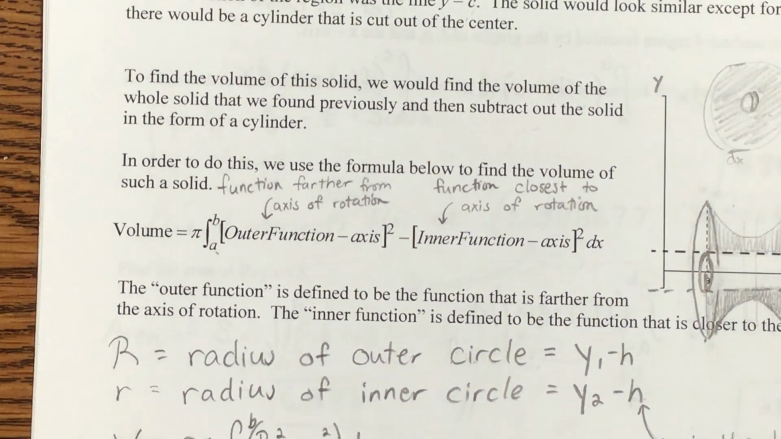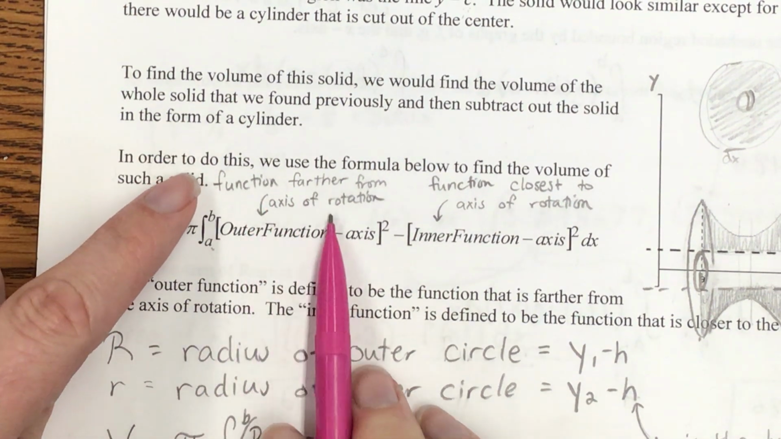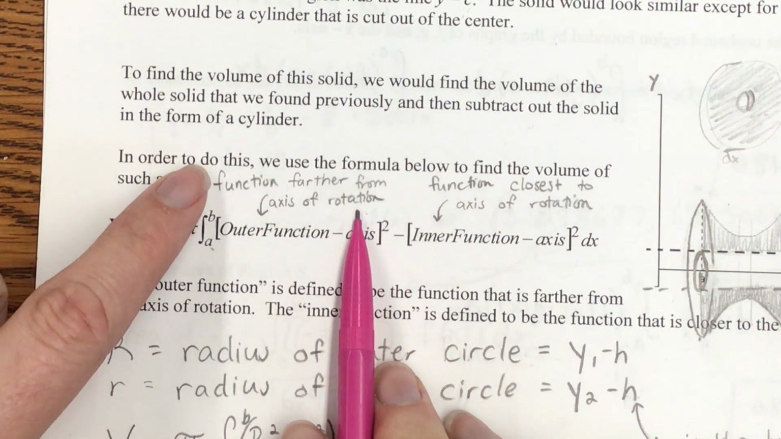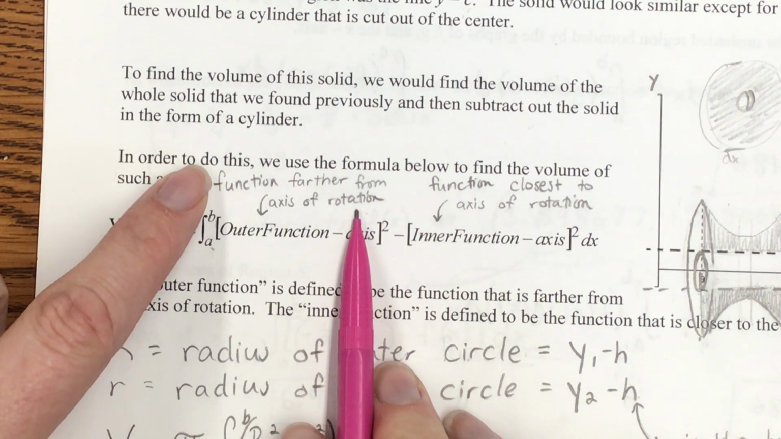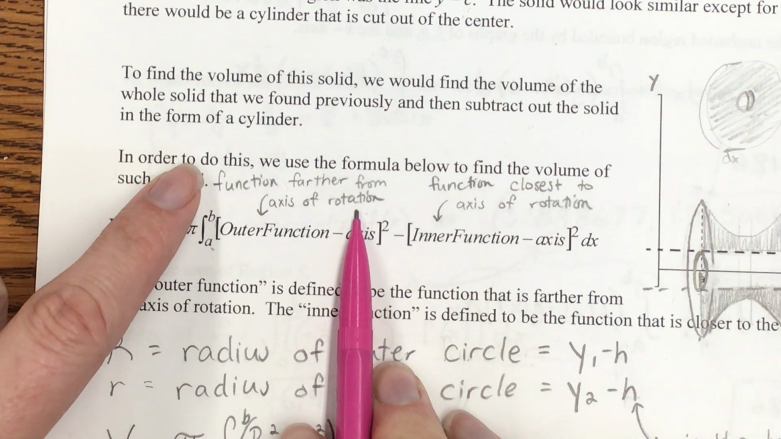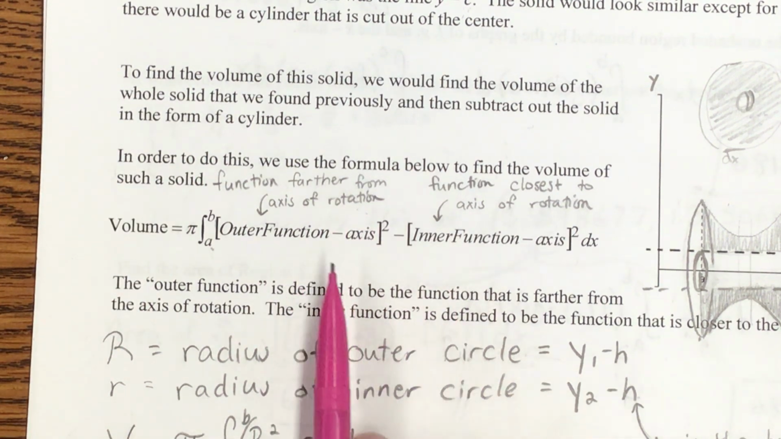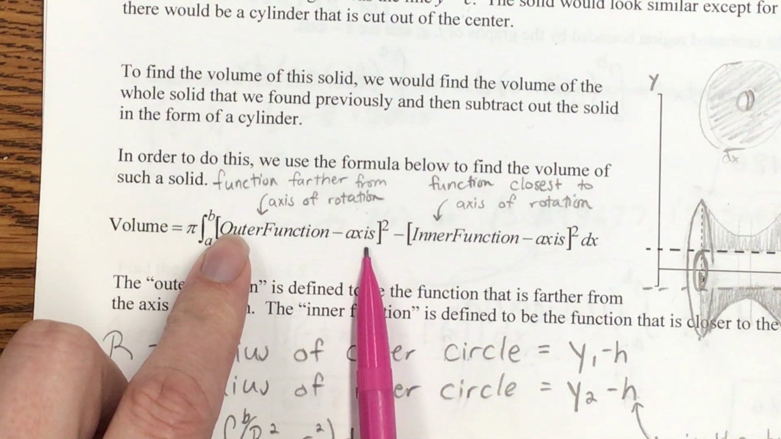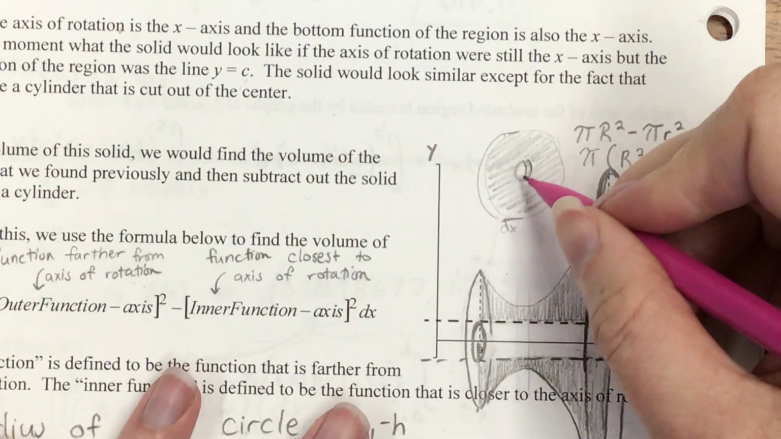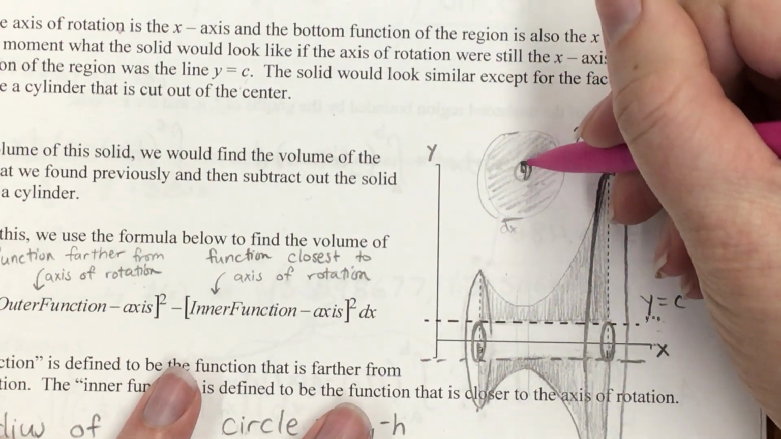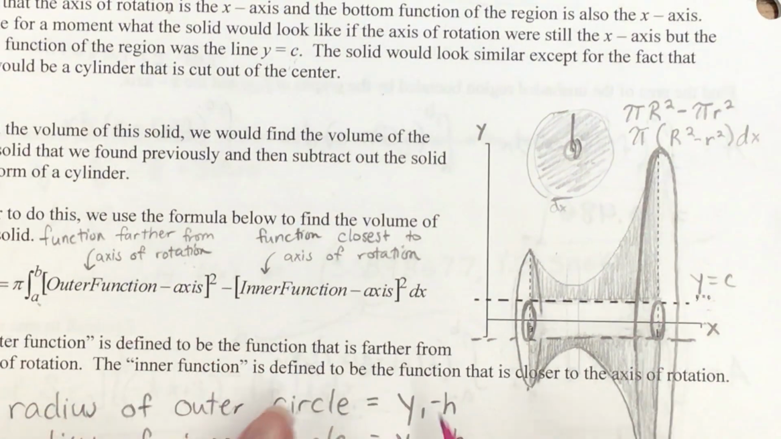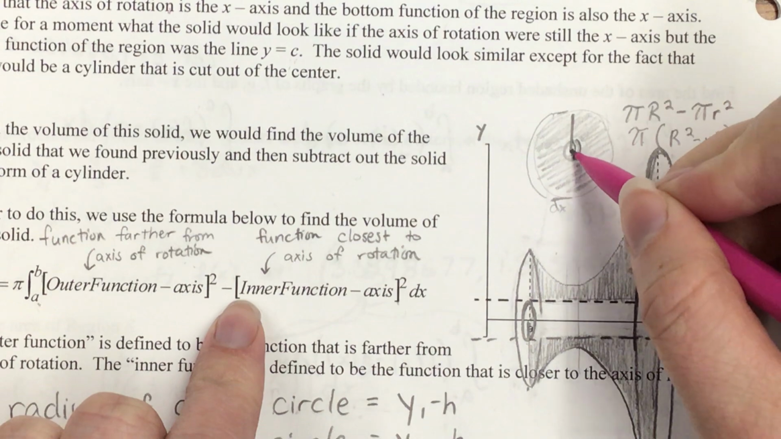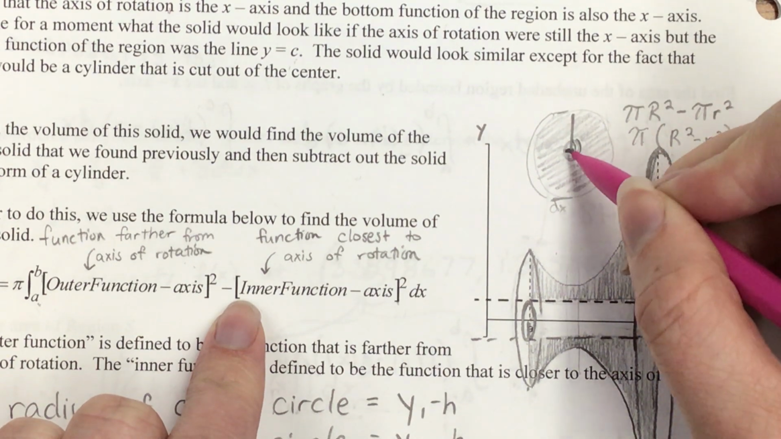So the function further away from the axis of rotation is going to be your big radius. This might change depending on whatever your axis of rotation is. So we'll see some examples on the next page of different axes of rotation messing with what your inner and outer functions are. Okay, but this is going to be big R, which is outer function minus the axis, and then you square it. And that is the distance between the center of your circle and the furthest out function. And then little r is the distance between the center of your circle to the closest function.